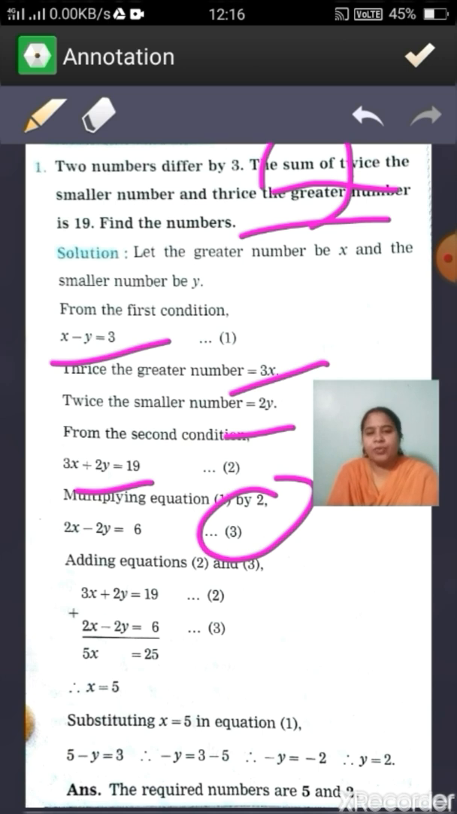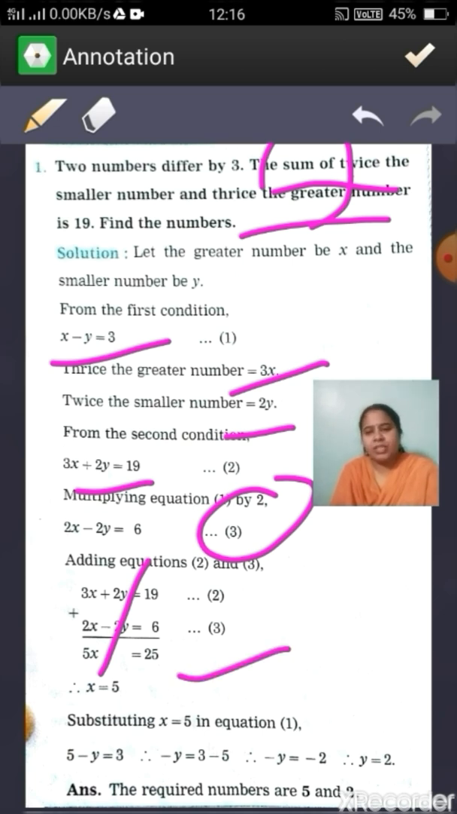Now what is left? To add these two simple equations. So 3x plus 2y is equal to 19 and 2x minus 2y is equal to 6. Adding equations 2 and 3, what will happen is the plus 2y and minus 2y will get eliminated. 3x plus 2x is equal to 5x, which is nothing but equal to 19 plus 6, that is 25. So x is equal to 5 is one of the answers.